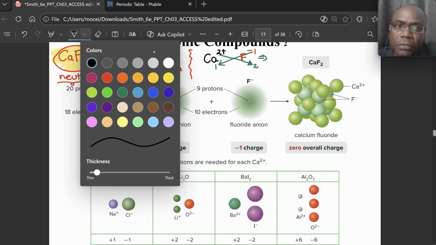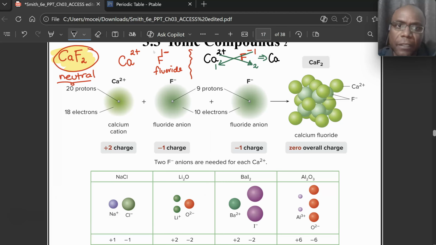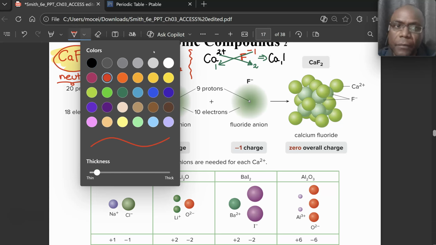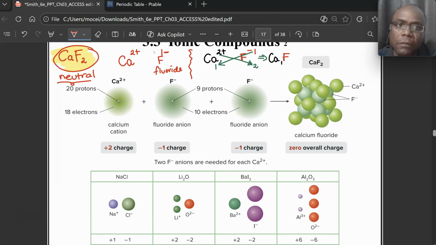This way, you get the formula of the ionic compound. So calcium will get the 1 down here, and the fluoride will get the 2. Usually in writing chemical formulas, we imply any subscript that is 1 under the symbol of an element. We ignore it. We know it's there, but we imply it. So that's how this formula is found.